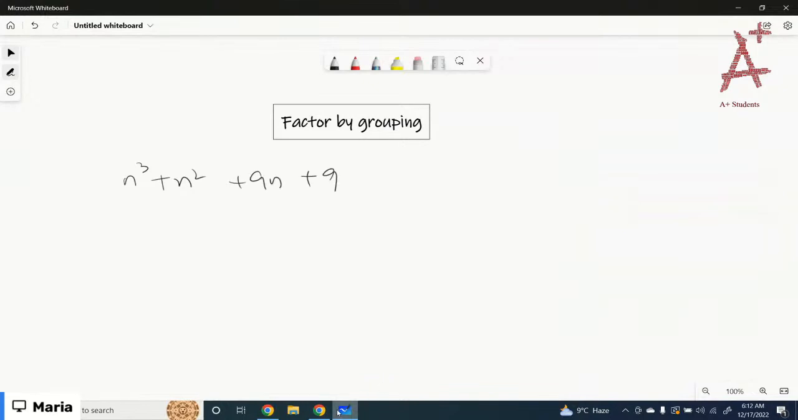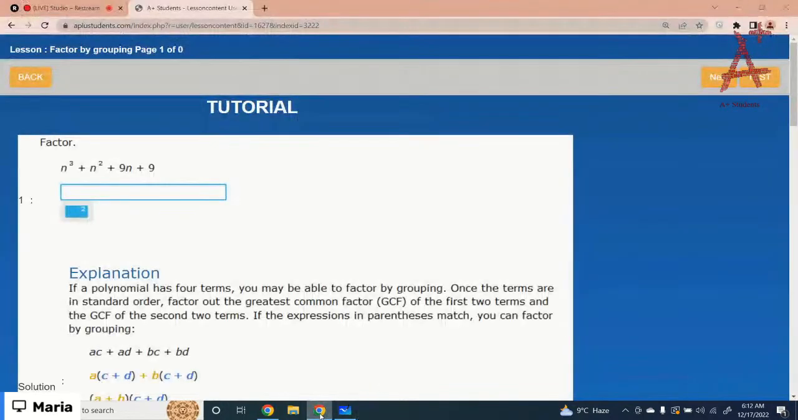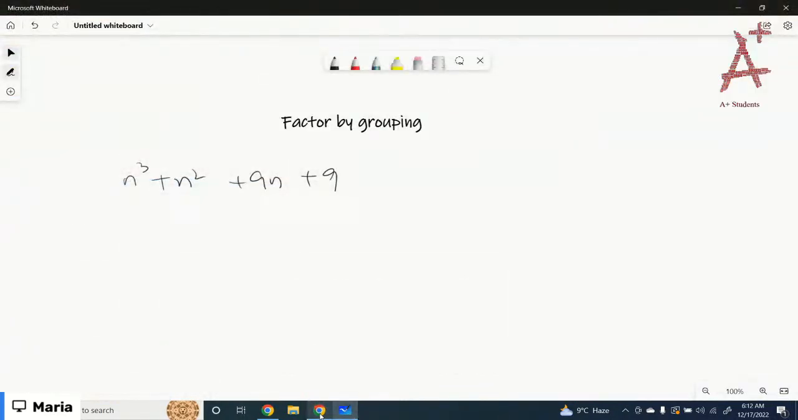Let me just check if all of them are positive. Yes, all of them are. So you can make the groups. If you don't have anything common, you can take common from these three, but here you don't have three. You can make the groups like these two are a group and these two are a group. You can take common n square from here. You always take the least power common. So n square is common and you're left with n plus 1.